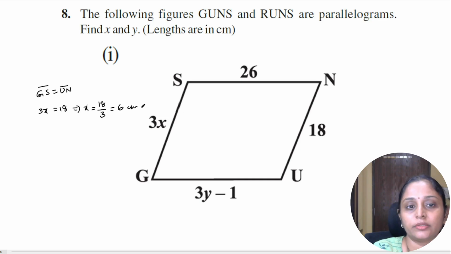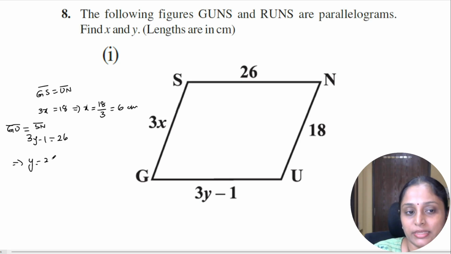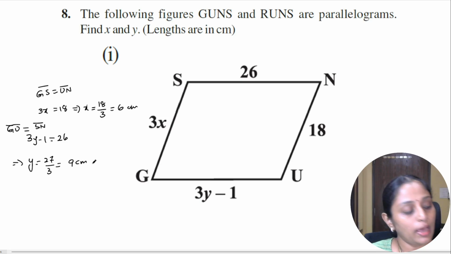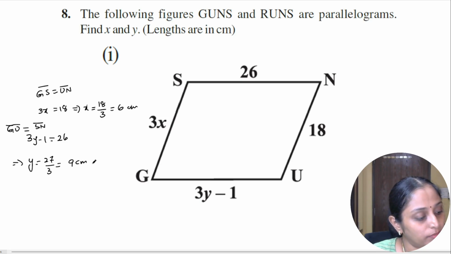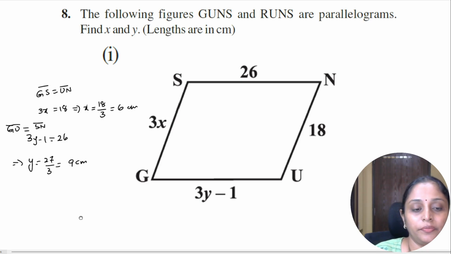Okay, centimeters. Next, I have GU is equal to SN. That means 3y minus 1 is equal to 26. That implies y is equal to 26 plus 1, 27 by 3, which is 9 centimeters. So I have the values of x and y as 6 centimeters and 9 centimeters.